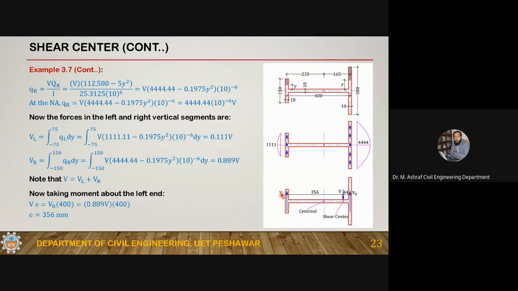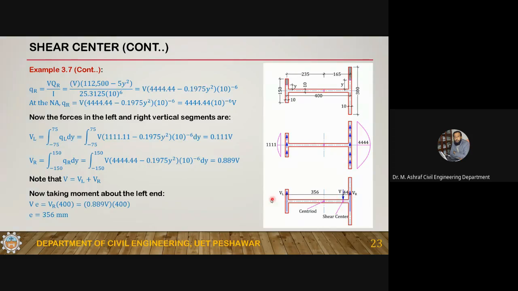So the shear center is located at a distance of 356 from the left hand, and 44, if you just do 400 minus 356, is 44. So this is at a distance of 44 from the right hand. So this is the shear center. So your load should pass through the shear center.